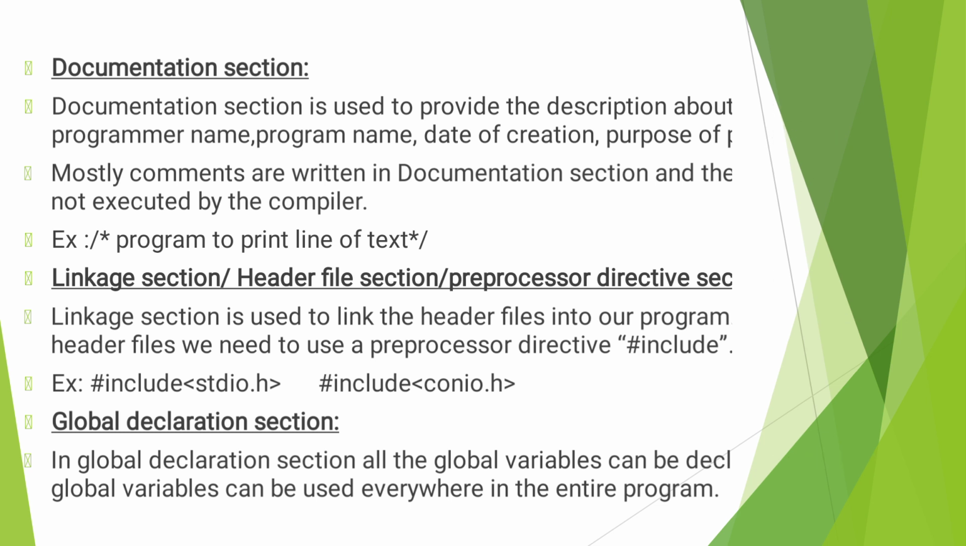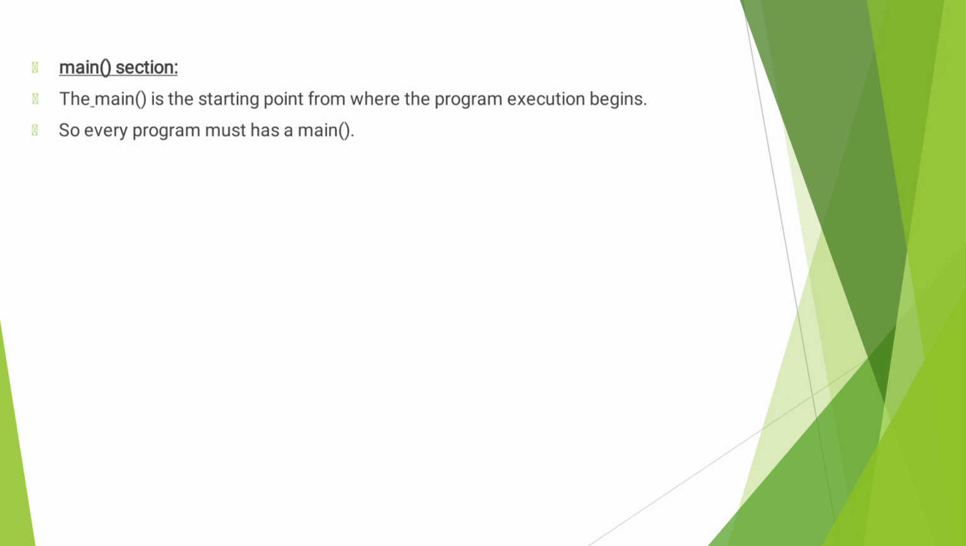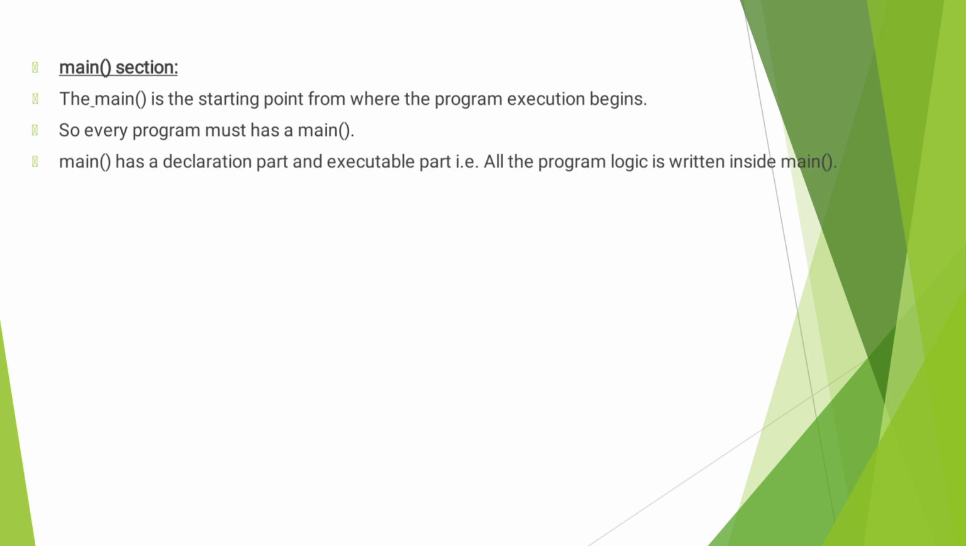The next section is main function section. The main function is the starting point from where the program execution begins. Program execution always starts from the main function. That's why every program must have at least one main function. Main function has two parts. They are, one is declaration part and another one is executable part. All the program logic will be written inside the main function.